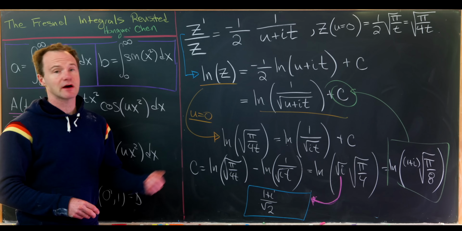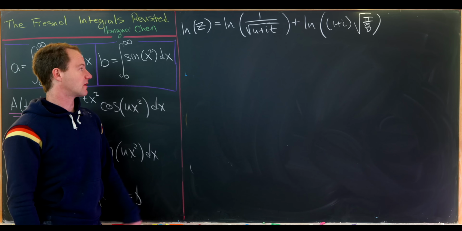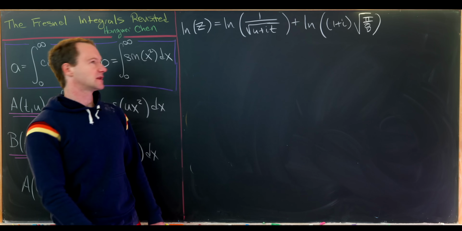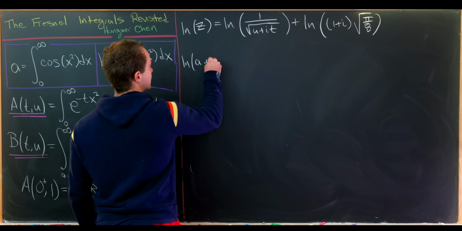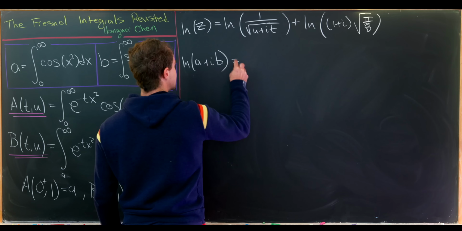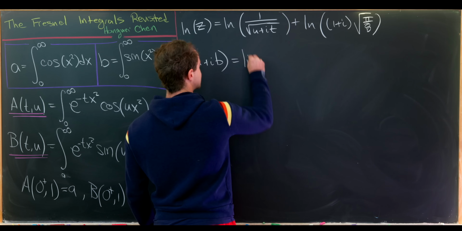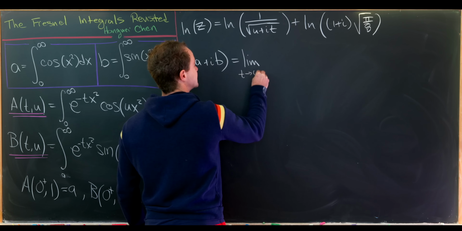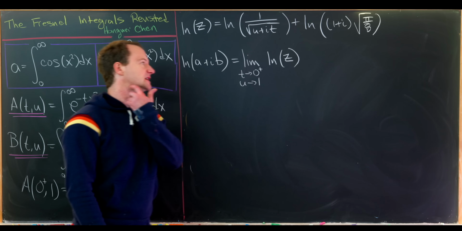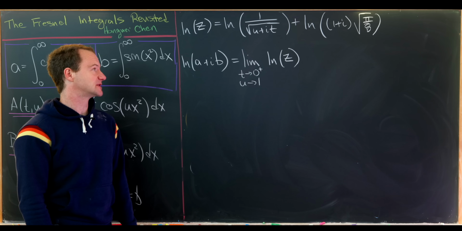But let's do that with a clean board. So here's where we ended up on the last board. But let's recall that our real goal is this lowercase a and this lowercase b. So let's notice that the natural log of lowercase a plus I times lowercase b is in fact really just the limit as t goes to 0 from above and u goes to 1 of the natural log of z, given that z is capital A plus I times capital B.